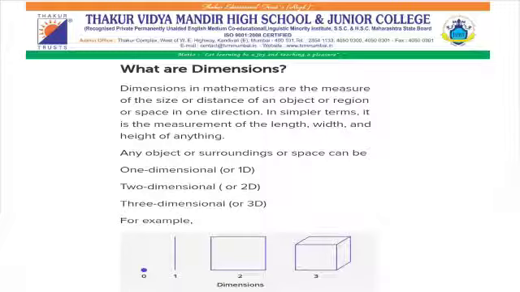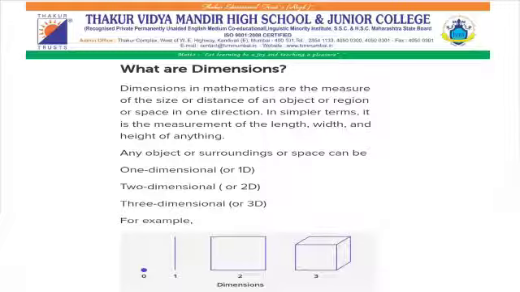Any object or surrounding or space can be one dimensional, that is, it may have only length or height or width. Two dimensional, where length and height are there and thickness is negligible, that is, width is negligible. Three dimensional, that has all the three things: length, width, and height.